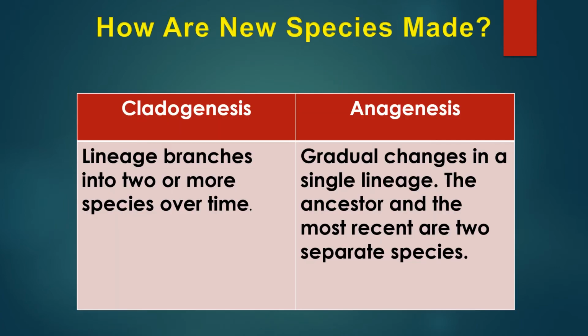So how are new species made? Well, we have cladogenesis, which we've talked about a little bit before, in which a lineage branches into two or more species over time. Or you have anagenesis, in which there are gradual changes in a single lineage. The ancestor and the most recent are two separate species.